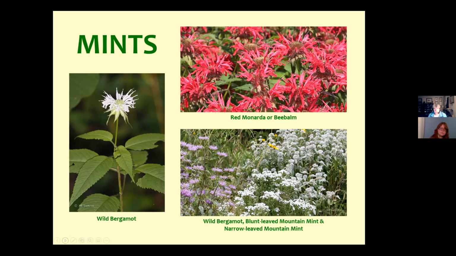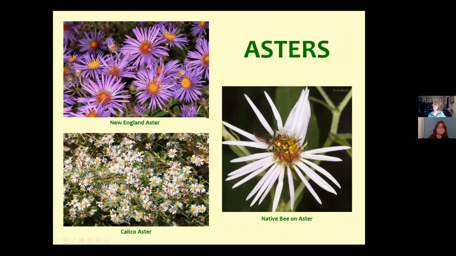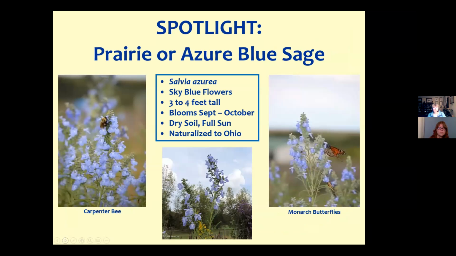They love the mountain mints. So that's another one to do some research on. It really doesn't need anything specific for the soil or where it grows, but if you have an area where you can let it go, I highly recommend it as a plant to use. Our asters, which typically bloom late, are very important to our native bees and to those migrating monarchs. So these can all be good.